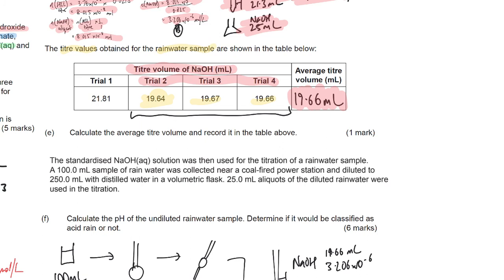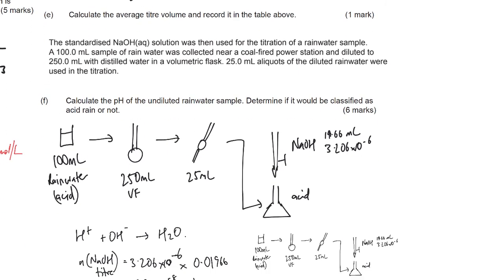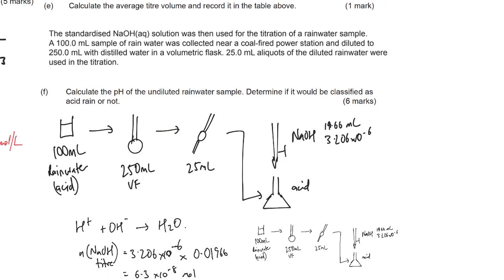And then we get to the fun part. The standardized sodium hydroxide solution can then be used for the titration of the rainwater sample. A 100 ml sample of rainwater was collected near a coal-fired power plant and diluted with 250 ml of distilled water in a volumetric flask. Then 25 ml aliquots of it were used in the titration.